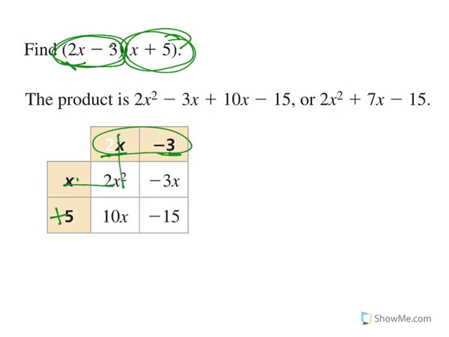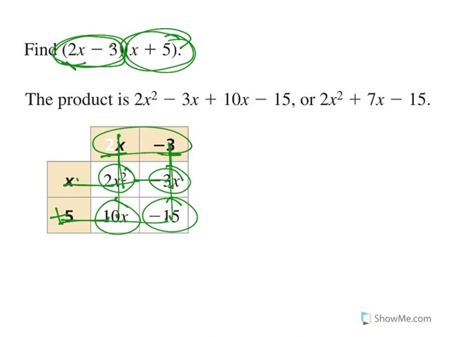So x times 2x is 2x squared. 5 times 2x is 10x. X times -3 is -3x. And 5 times -3 is -15. That's a lot of scribbles on there. I apologize. Don't worry, we're going to do some examples.